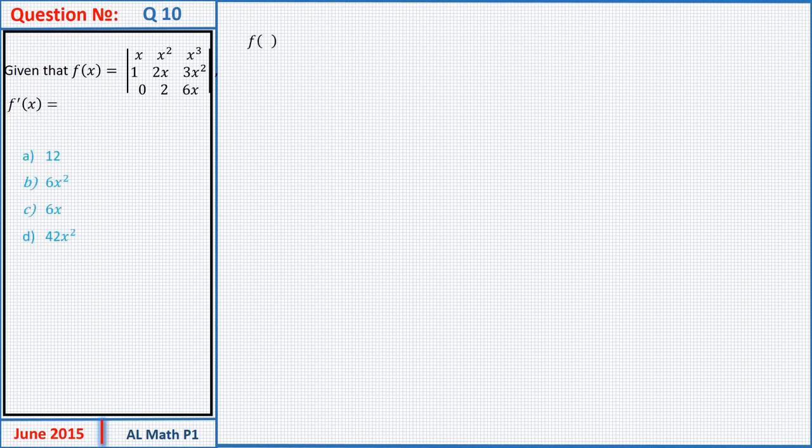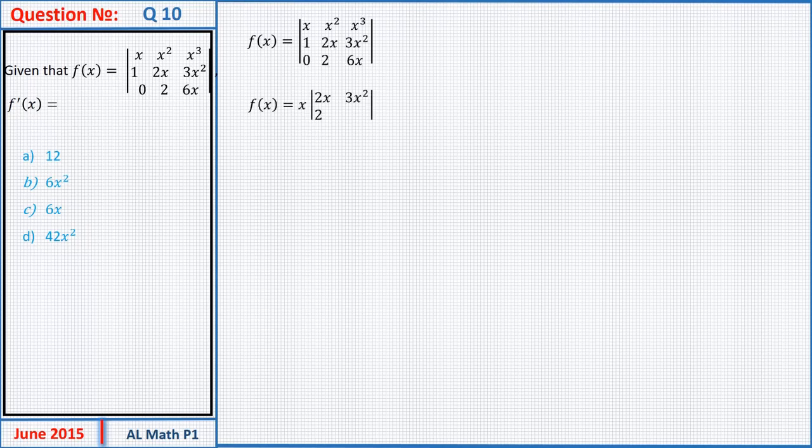Question 10 says that given that f of x is equal to the magnitude of the matrix x squared, x cubed, 1; 2x, 3x squared, 0; 2, 6x, 0, they're asking us to find f prime of x, and they've given us the various answers. So having our f of x to be this, and they're asking us for f prime of x, what are we going to do? We'll first start by finding the magnitude.